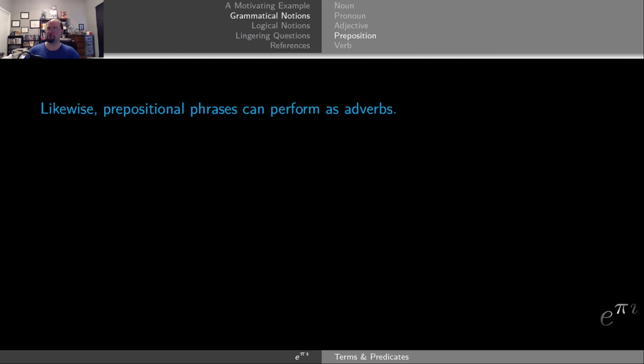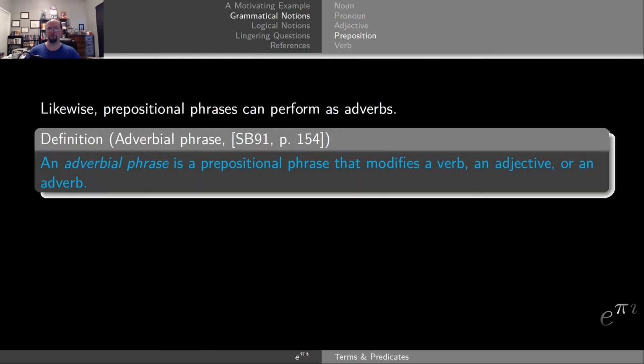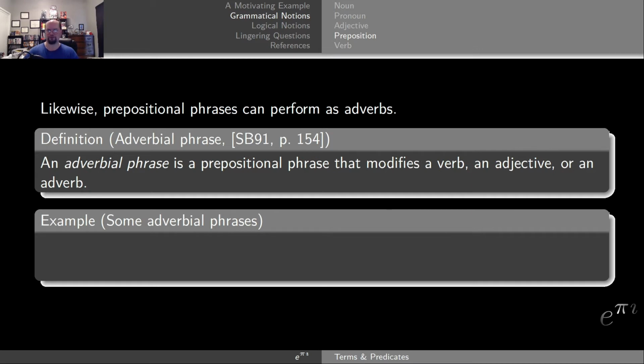Likewise, prepositional phrases can perform as adverbs. So, an adverbial phrase is a prepositional phrase that modifies a verb, adjective, or adverb. It basically acts like an adverb does. So, for a couple examples, let's consider a couple sentences here. The book fell from the shelf. So, from is my preposition here. Its object is shelf, so from the shelf will be my prepositional phrase. And it's adverbial because it describes how the book fell. It fell from the shelf.